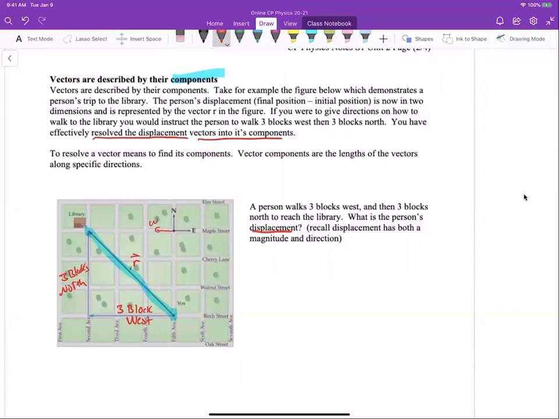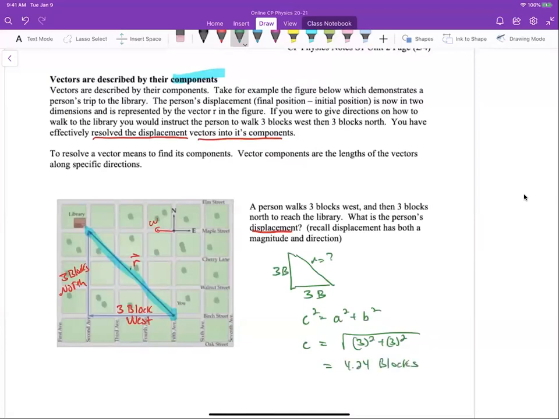I have to be able to describe this in 2 dimensions. So how do I find r? Here's my triangle. All of these are going to be right triangles. This is 3 blocks, this is 3 blocks, with a unit of b, and I want to know r. What do I have to use? I have to use the Pythagorean theorem, which tells me the hypotenuse squared is equal to the sum of the sides squared. So c is equal to the square root of 3 squared plus 3 squared, which is equal to 4.24 blocks.